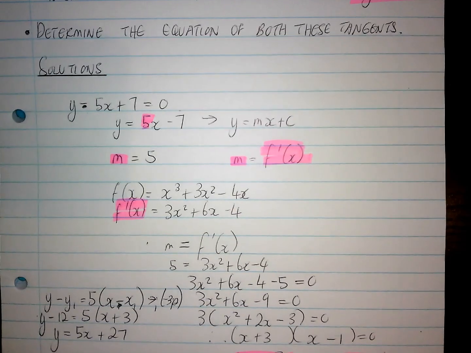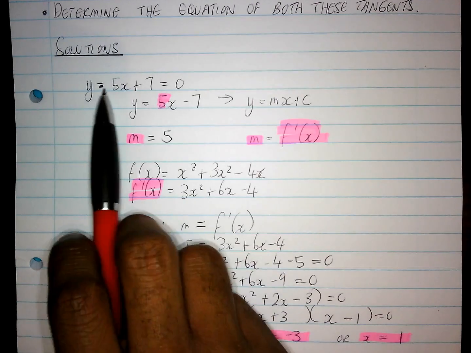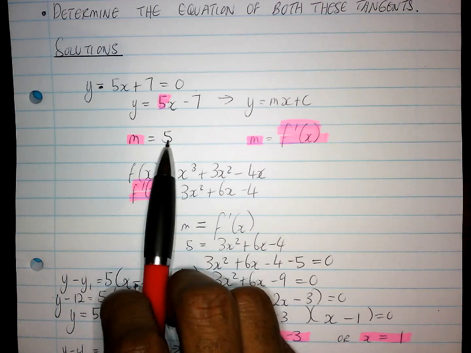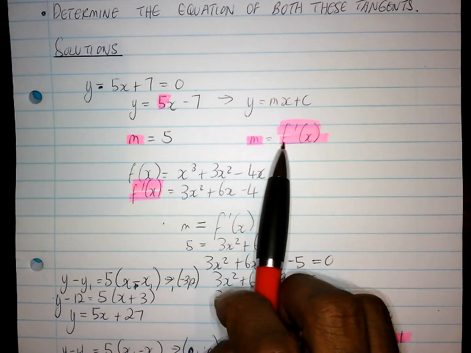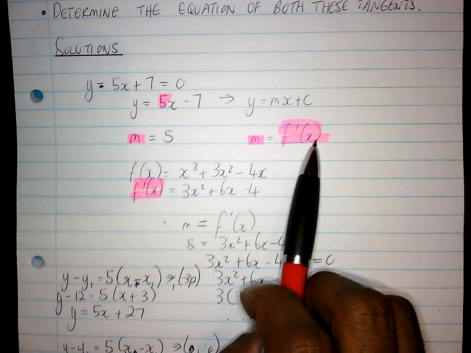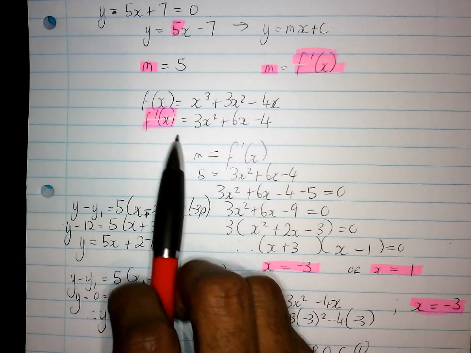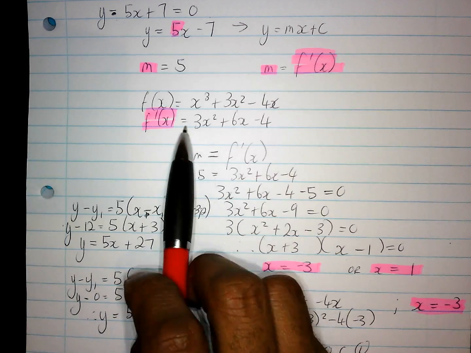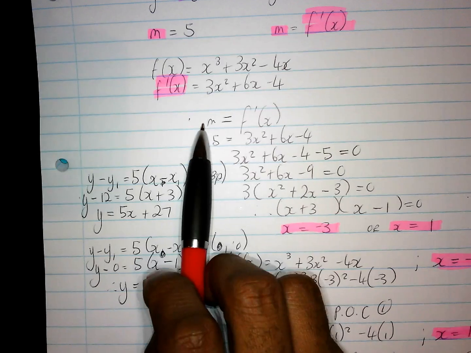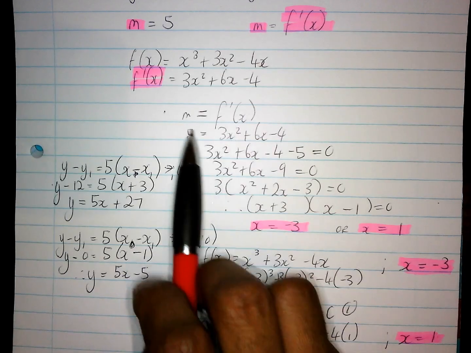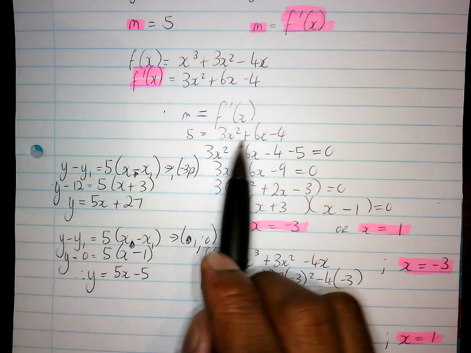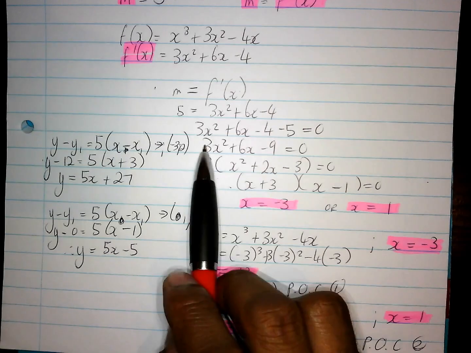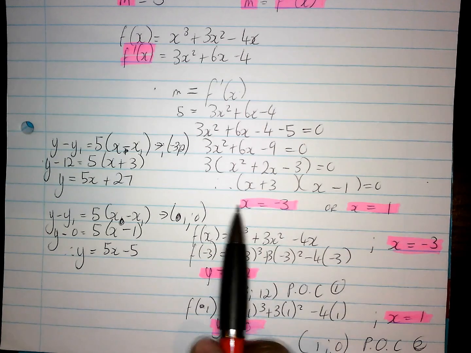So meaning that if you can check, we first have to rearrange the equation in the form y equals mx plus c, where m is equal to 5, and where m is equal to the derivative of f with respect to x. And we know that with this, you can be able to find the derivative of f with respect to x. And after getting the derivative of f, the gradient is equal to the derivative of f. Then m is 5, which is given to us. Then f prime is 3x squared plus 6x minus 4. Then we just have to work it out and factorize and find the coordinates of x.